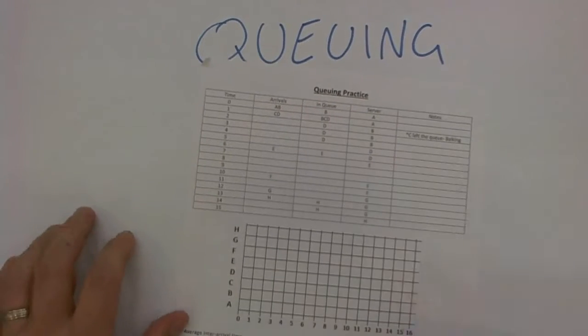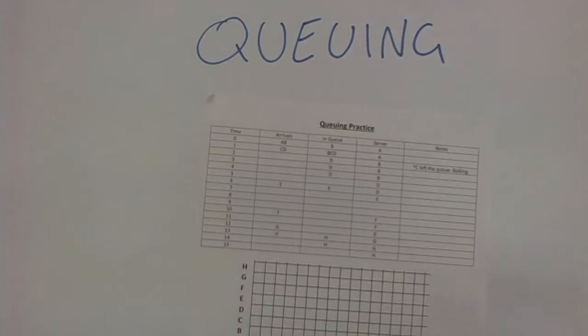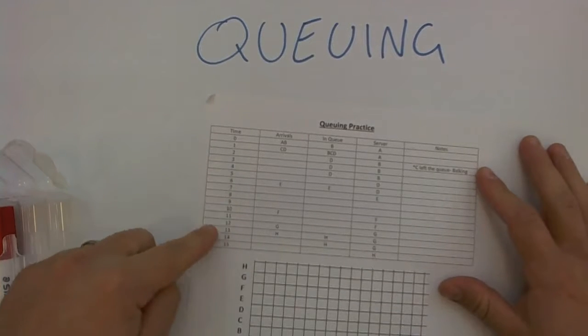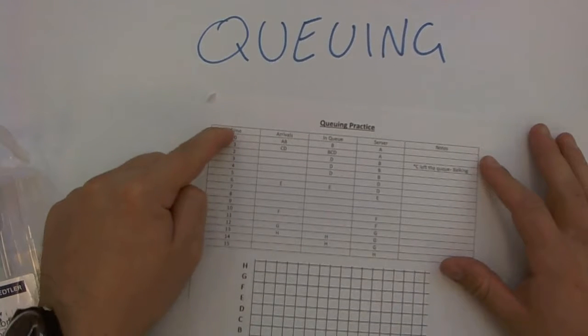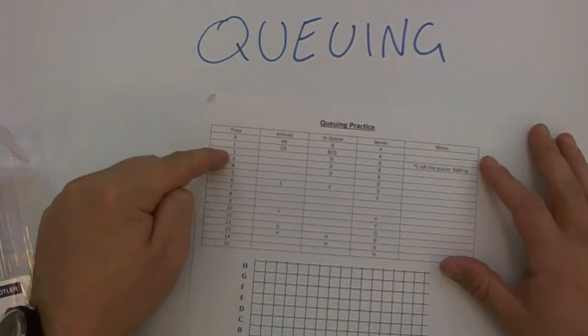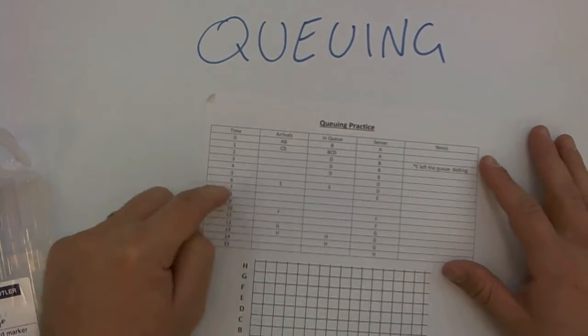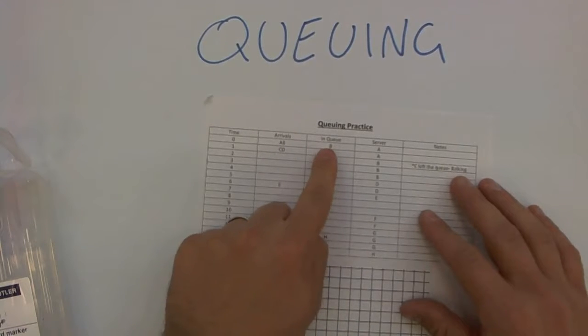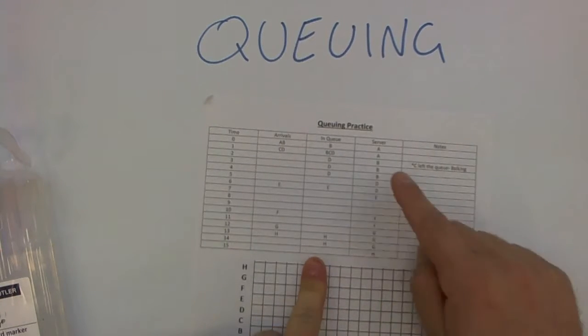Queuing. Okay, so here is a queuing time plot, and we've got times that people arrived. Not the exact time, but we started our survey and then we counted each minute. A and B arrived at 0 minutes. This is the in queue column, and this is the server column.